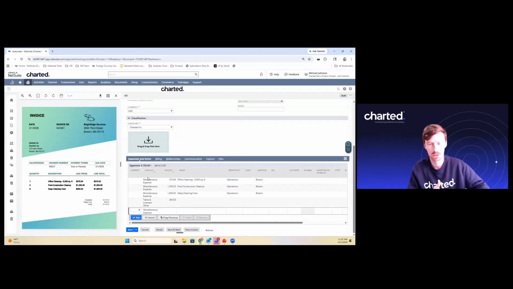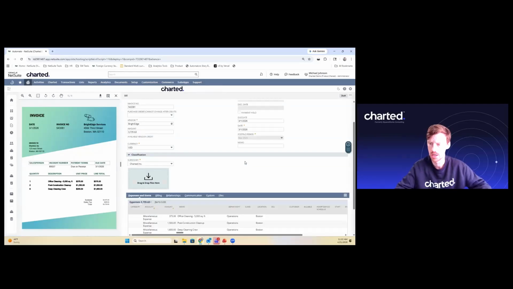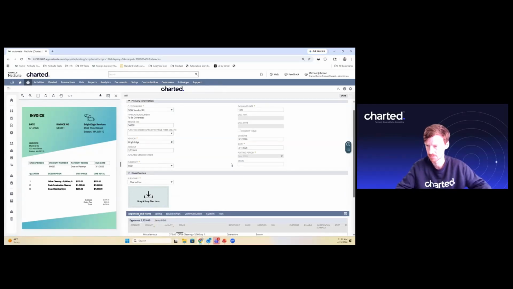So the way that we're learning and able to pick up on that coding information is by looking at historical bills in the system and saying, hey, invoices for provided services to the charted subsidiary are typically coded to these sorts of accounts and these departments and these sort of things. So let's go ahead and populate it that way again. So that's one level of learning that we highlighted on the last screen there.